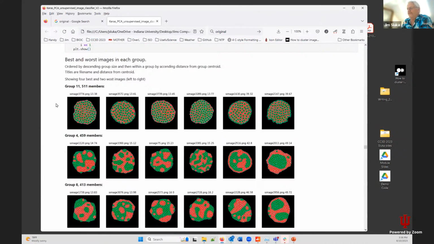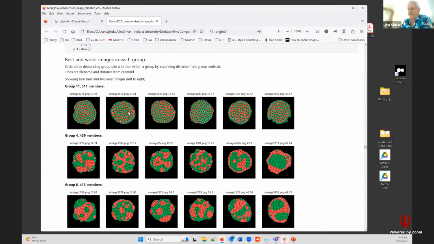So this row is one group. It's group 11, has 500 members out of the 4,000 simulations. The number on the right, 13.38, is how far this one is from the centroid for the cluster. The first four images are the four images closest to the centroid of that cluster, so these are the representative images of the cluster. The last two are the two images in the cluster that are as far as possible away from the centroid. So these are the two worst ones in the cluster.